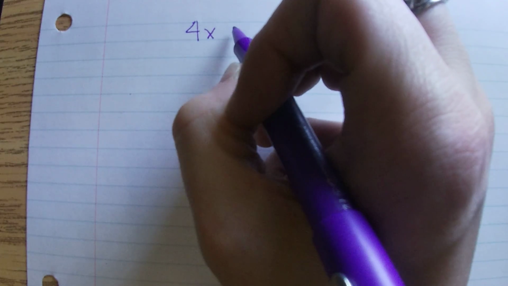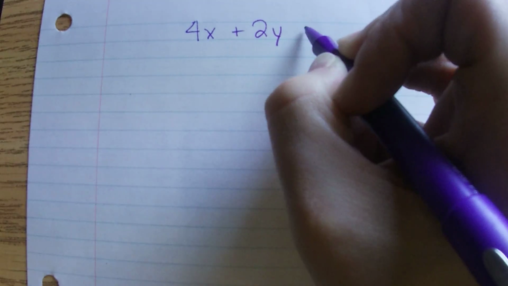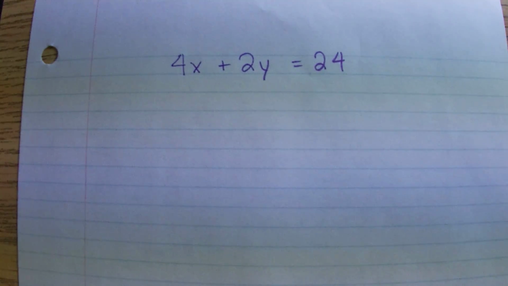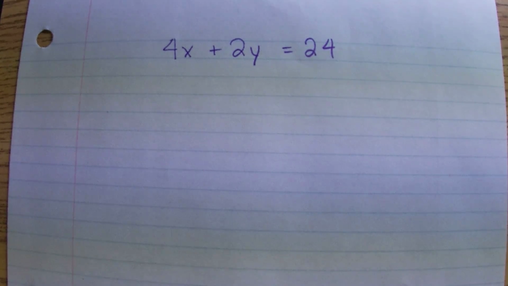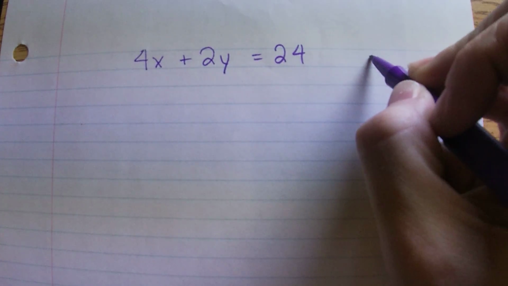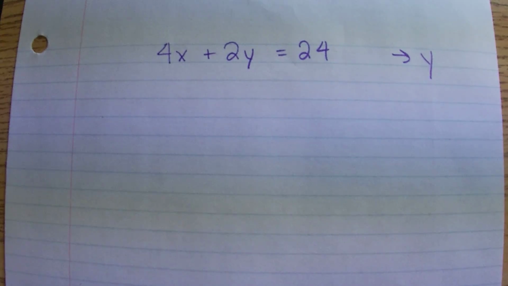So the most common situation is we will be given something like 4x plus 2y equals 24. And so now we have a combination of both multiple letters and multiple numbers happening. And we want to be able to solve this for y.